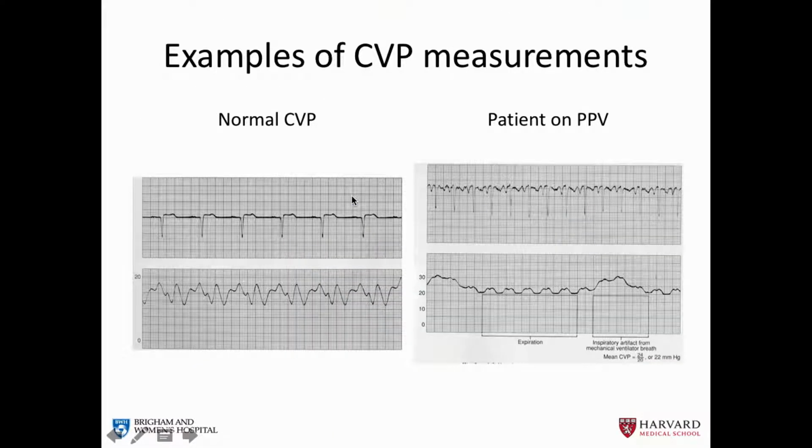These are just two examples of patients in whom we are measuring central venous pressure. Again, what you can see here is following that P wave, we have an A wave, a C wave, an X descent, and a V wave, and a Y descent. And this is an example of a patient on positive pressure ventilation, where you can see this inspiratory, expiratory phase, and we would generally measure out here at end expiration.